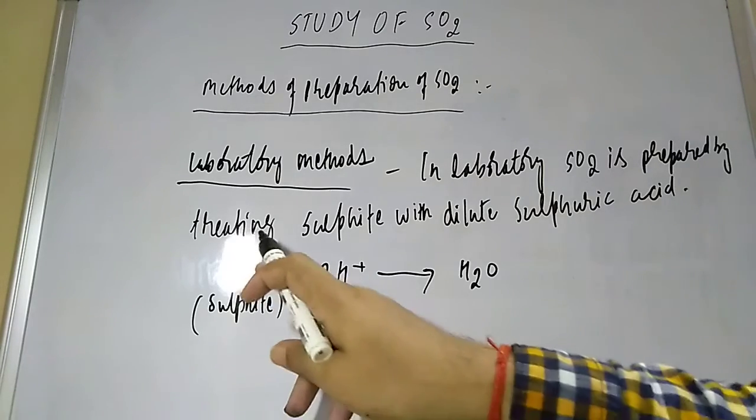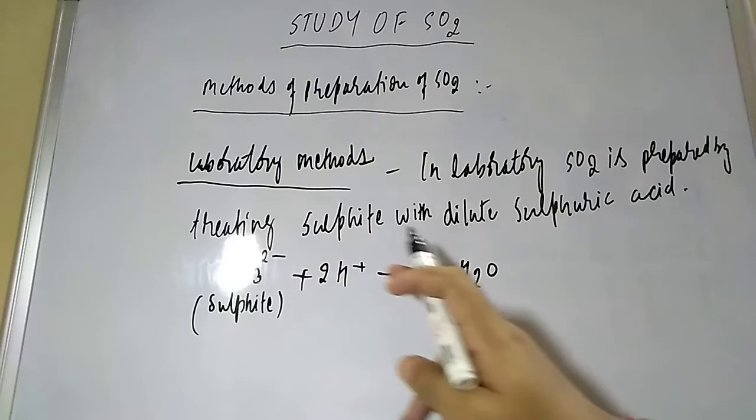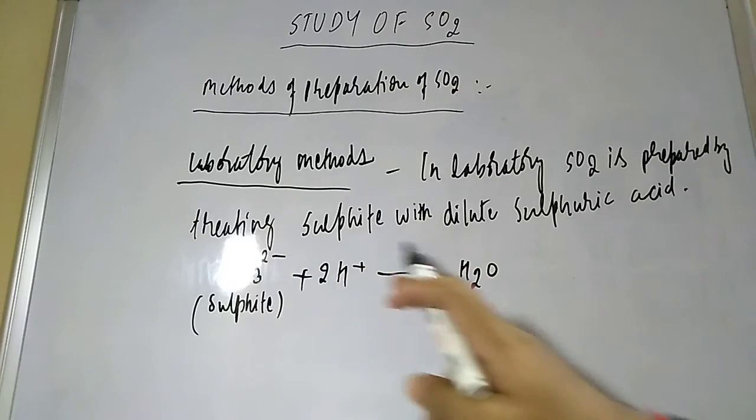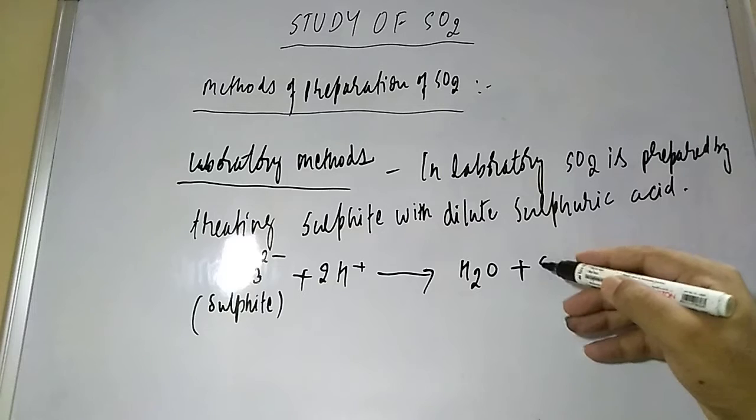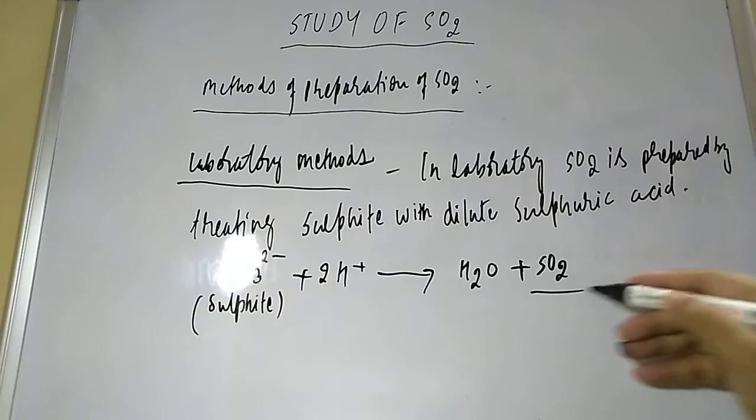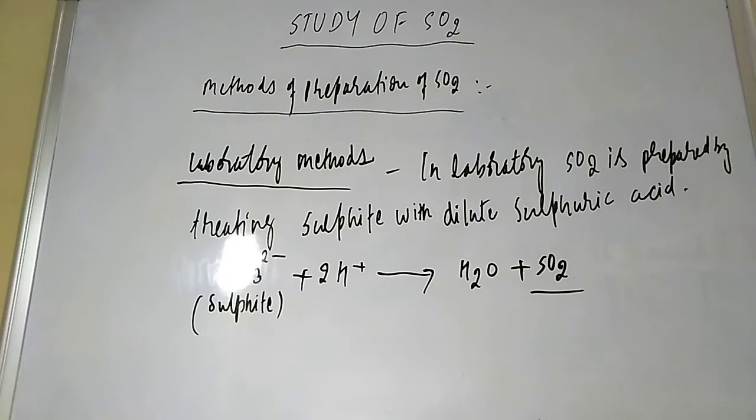One oxygen will go, and the 2 negative and 2 positive charges will be cancelled out, so we get 2 hydrogen and 1 oxygen, H2O. Along with this, it will give sulfur dioxide. This is our required product. So in a laboratory, when you treat any sulfite, sodium sulfite or potassium sulfite, with sulfuric acid, you will get SO2.